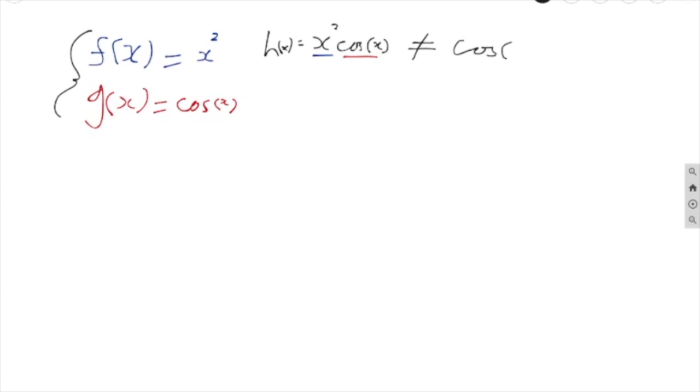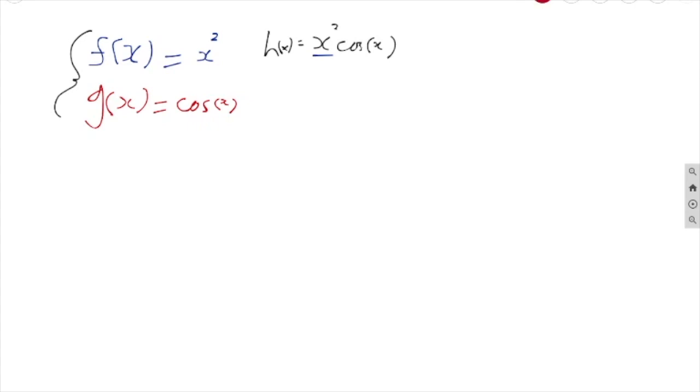cos of x squared, which technically does have both terms in. This is a multiplication, and therefore we can use the product rule. This is a composite, and therefore would involve the chain rule. We've covered how to do the chain rule, so today we'll be focusing entirely on the product rule.